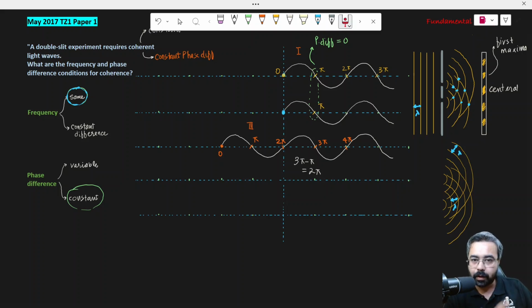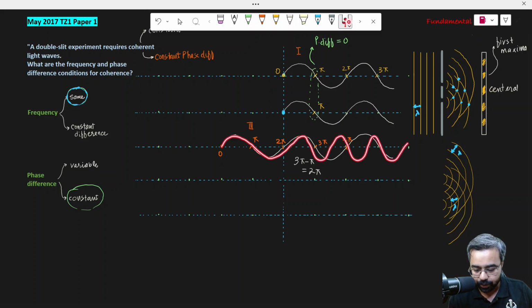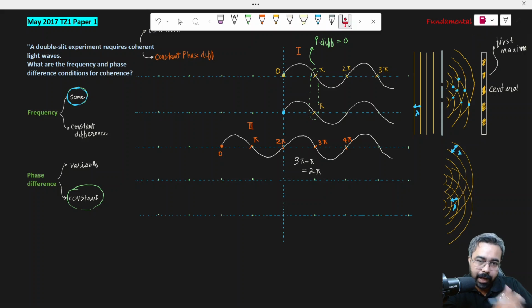But if this wave does not have a constant frequency, which means that it is something like this, okay, now the phase difference will obviously change. It means that it is important that the phase difference must be constant. That makes the two waves coherent.